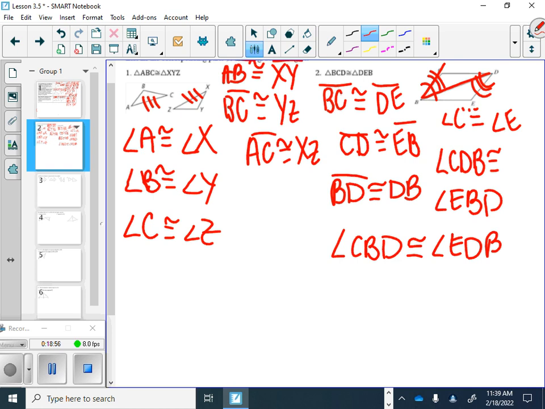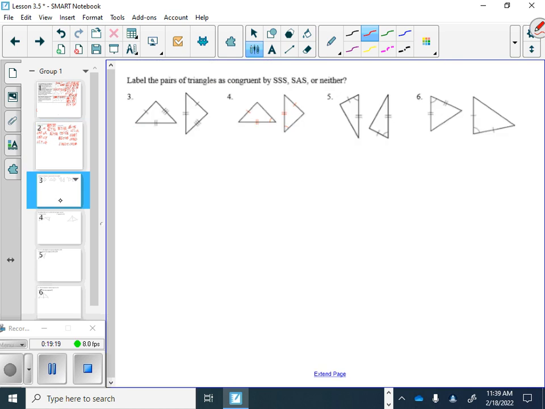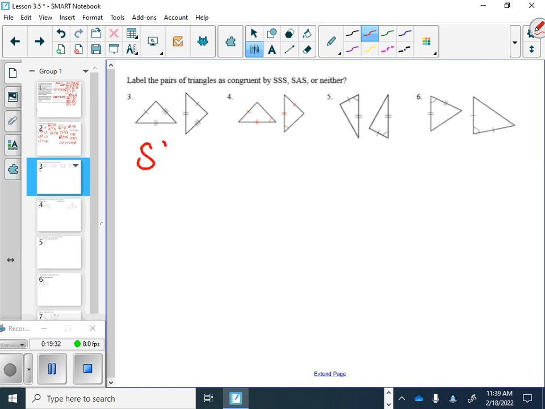Questions on those? All right. For these next 4 problems, we are asked to label the triangles as congruent by either side, side, side, side, angle, side, or neither. So for this first one: side, side, side, side, angle, side, or neither? Side, side, side. Good, yeah. SSS. Notice that each side is congruent to another side on each triangle. So that's congruent by side, side, side.